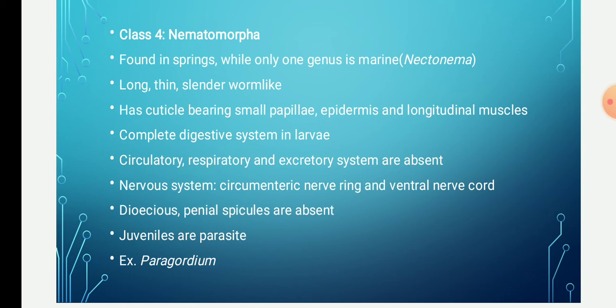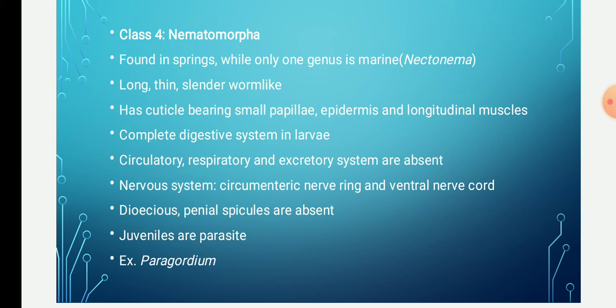The body wall has a thick cuticle that bears small papillae. A single-layered cellular epidermis will be there and longitudinal muscles are present. Digestive system is complete in the larval stage, but it degenerates in the adult. Pseudocoel is mostly filled with parenchyma. Then the circulatory, respiratory and excretory systems are absent in Nematomorpha.